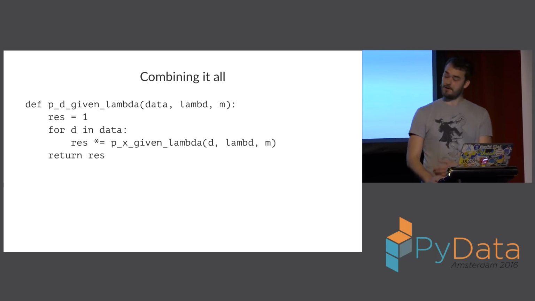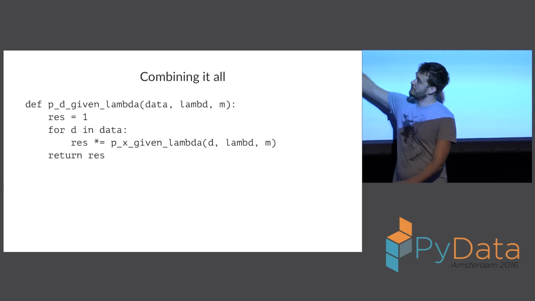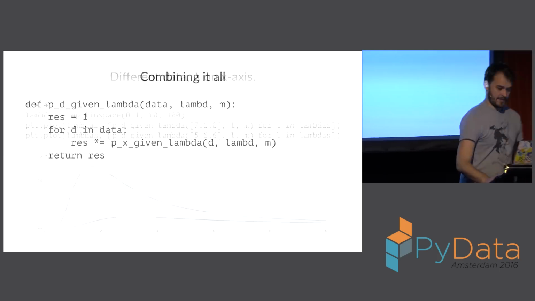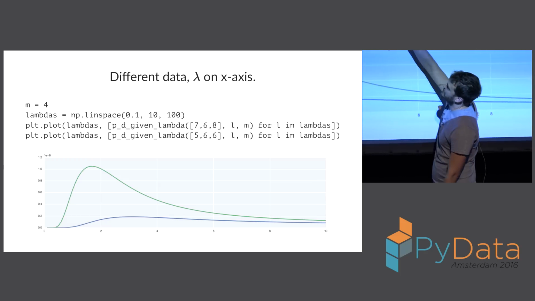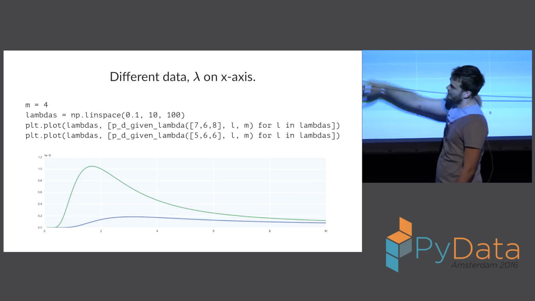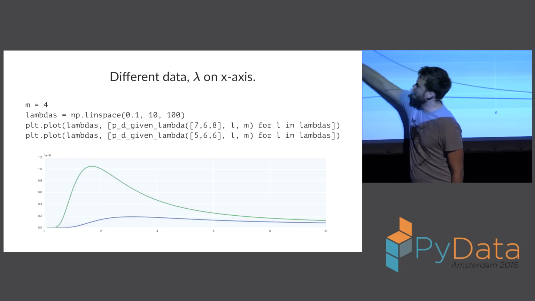Now, here I combine it all. Again, the main thing to remember is I'm multiplying things here. And what you then see is, boom, given a certain data set, so suppose I have m is equal to 4 and I have 7, 6, and 8, then this is the posterior likelihood of what lambda might be.